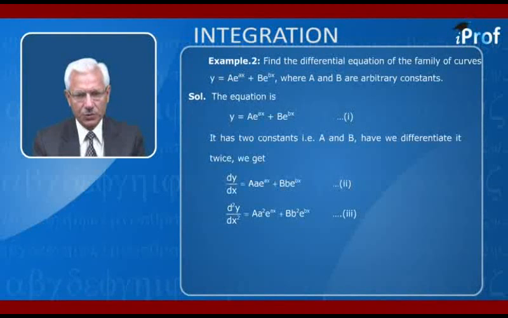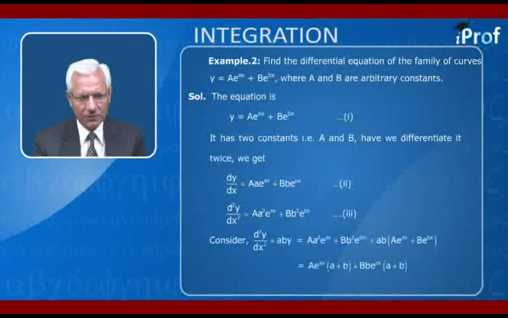Hence we differentiate it twice, we get dy/dx = A a e^(ax) + B b e^(bx), and d^2y/dx^2 = A a^2 e^(ax) + B b^2 e^(bx).